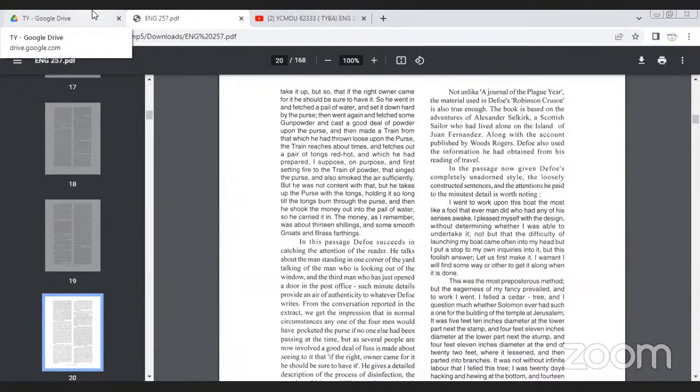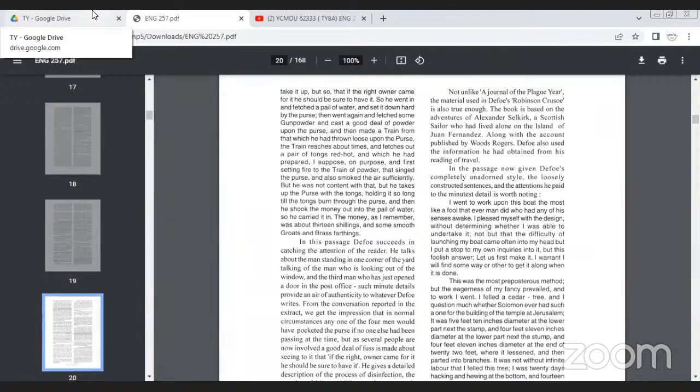Here the material used in Defoe's Robinson Crusoe is also true enough. The book is based on the adventure of Alexander Selkirk, a Scottish sailor who had lived alone on the island of Juan Fernandez, along with the account published by Woodes Rogers. Defoe also used the information he had obtained from his reading of travel books.